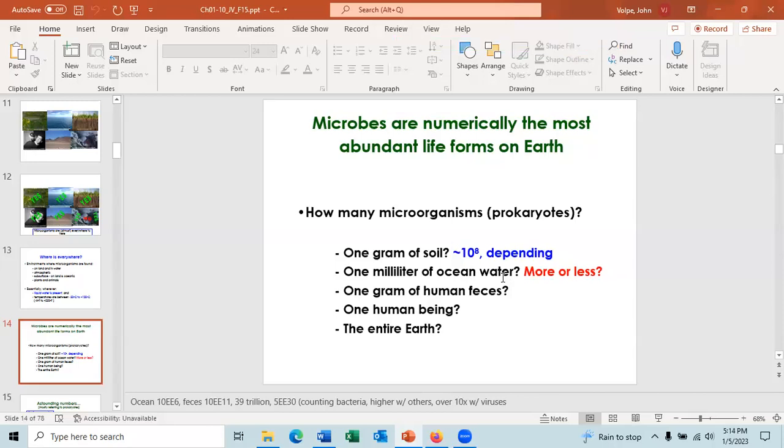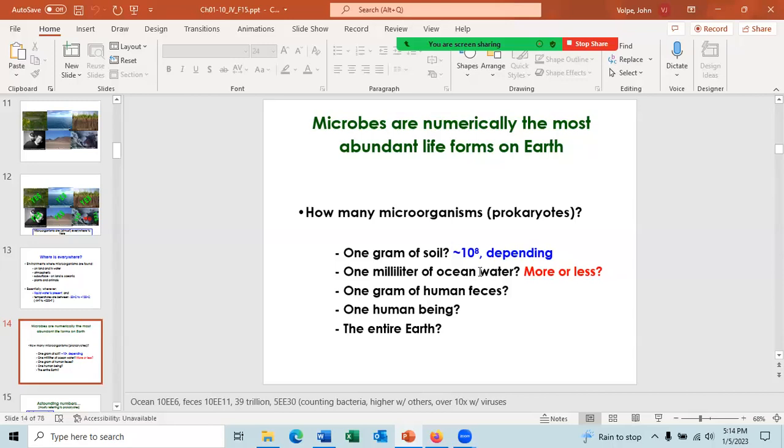Well, the open oceans are actually a desert on the planet Earth. So you find fewer microbes in the ocean water.